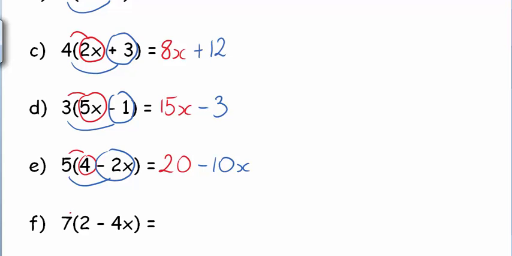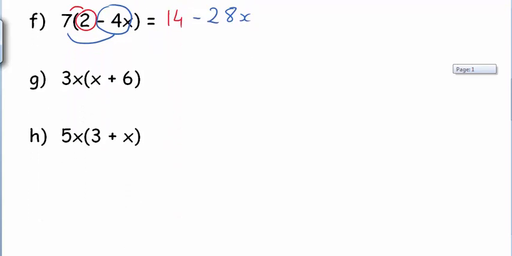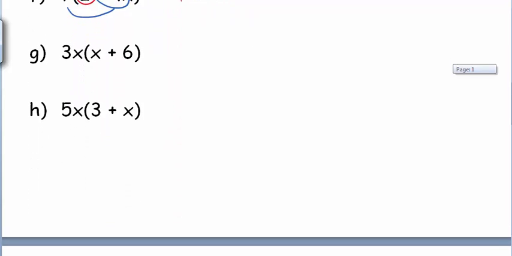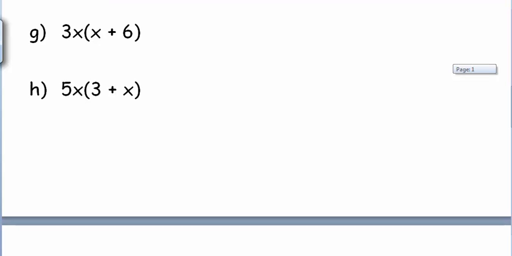The solution. 7 times 2 is simply 14. 7 times negative 4x is negative 28x. These are a bit more difficult examples because sometimes we're going to have to multiply two x's together. What happens if we do that?